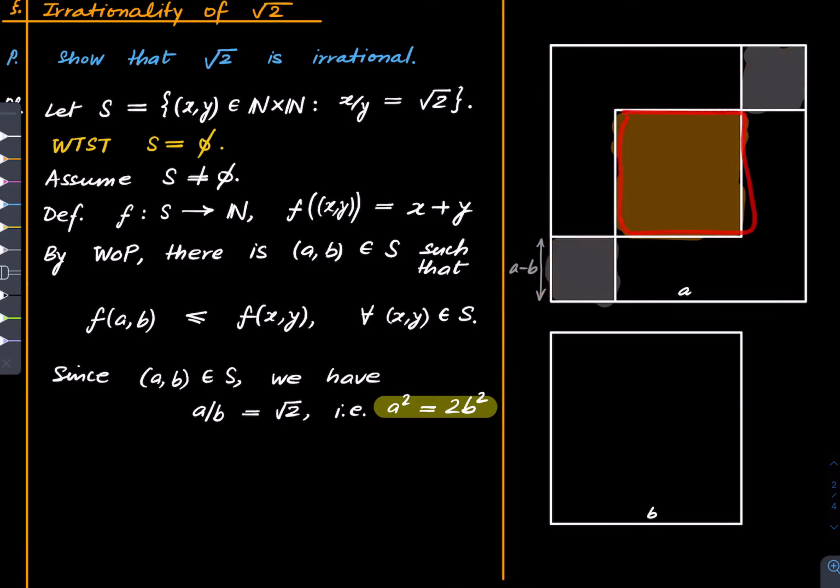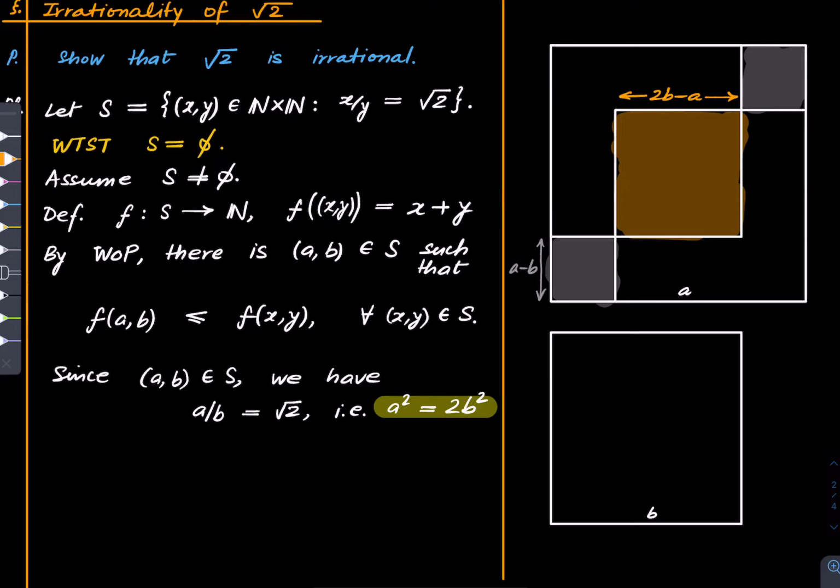For the orange part, what is the side length? Well, this much is B and this is A minus B. So this is B minus (A minus B). So therefore the side length of the orange square is 2B minus A.